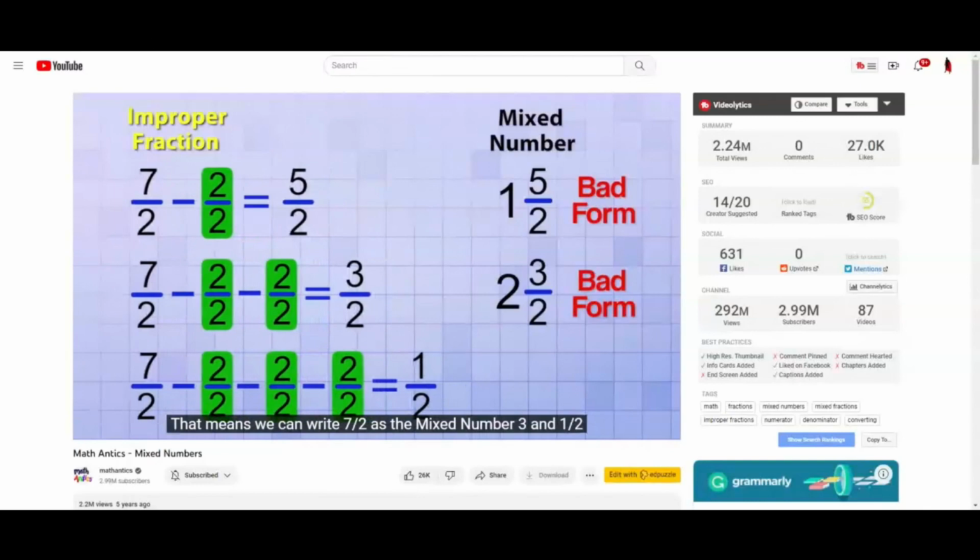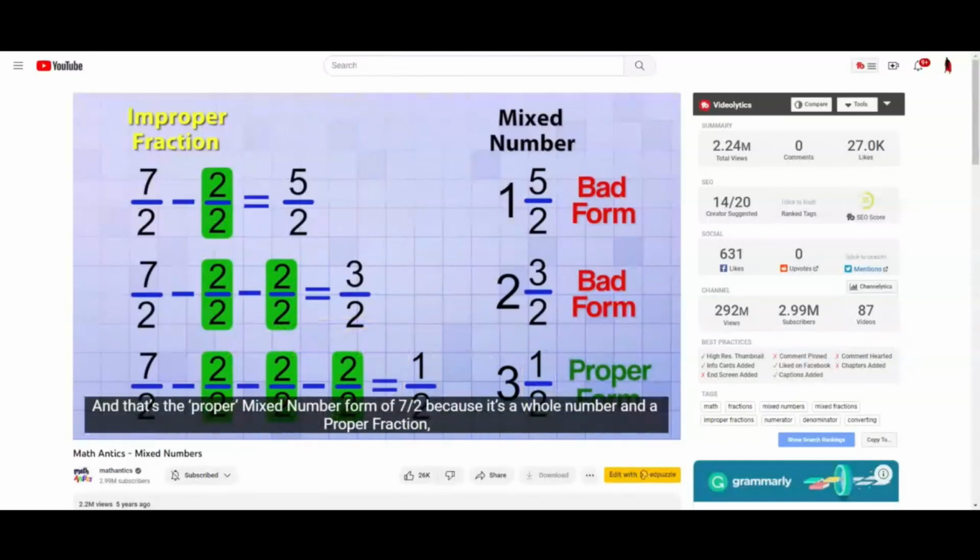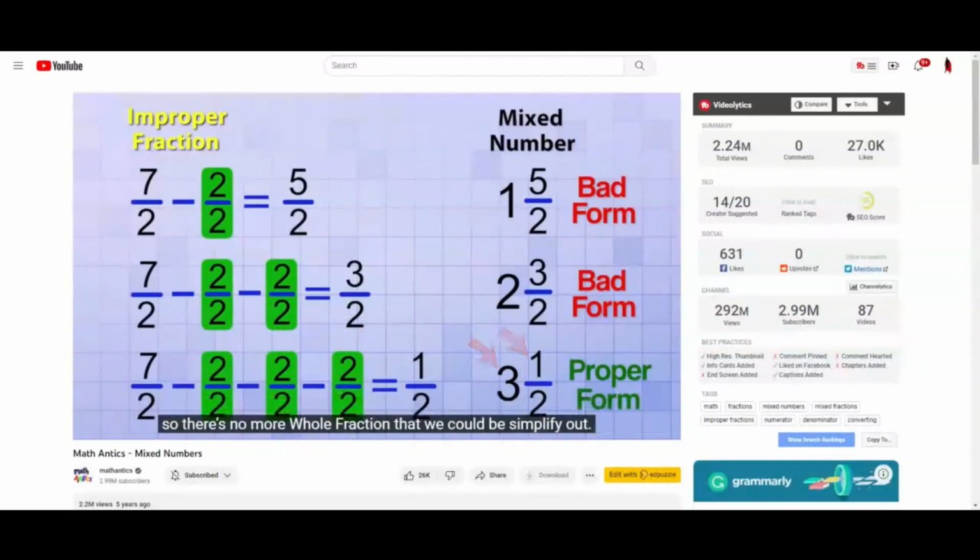That means we could write 7/2 as the mixed number 3 1/2, since we subtracted out 3 whole fractions and had 1/2 left over. And that's the proper mixed number form of 7/2 because it's a whole number and a proper fraction. So there's no more whole fractions that we could simplify out.